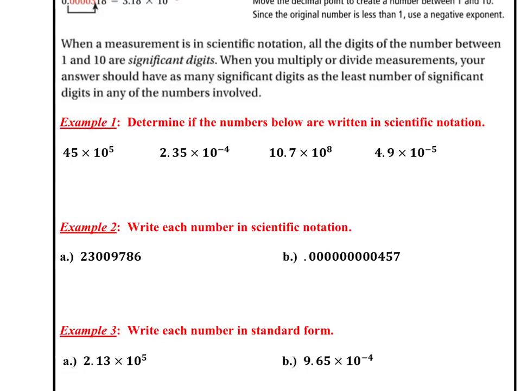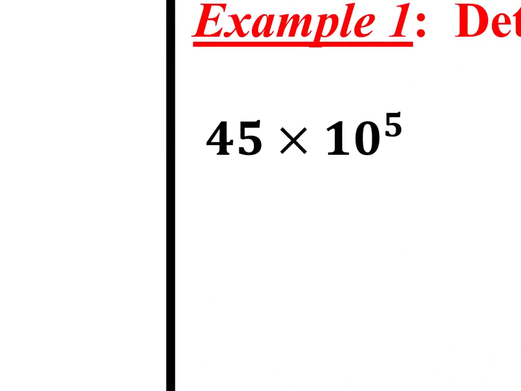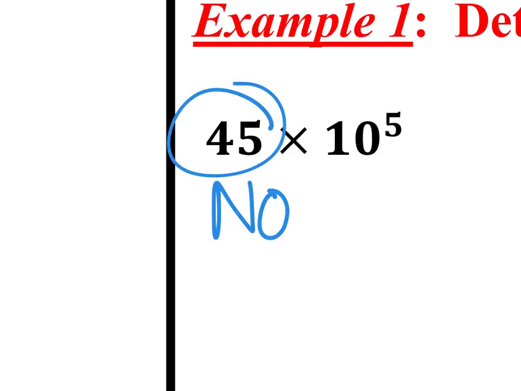First, determine if the numbers below are written in scientific notation. Let's look at the first one: 45 times 10 to the 5th. Remember, we want the first number to be between 1 and 10, and we want the exponent to be an integer. So discuss with your partner, is that in scientific notation? Bingo. No! Because of this. I'm just going to circle it. 45, not between 1 and 10.